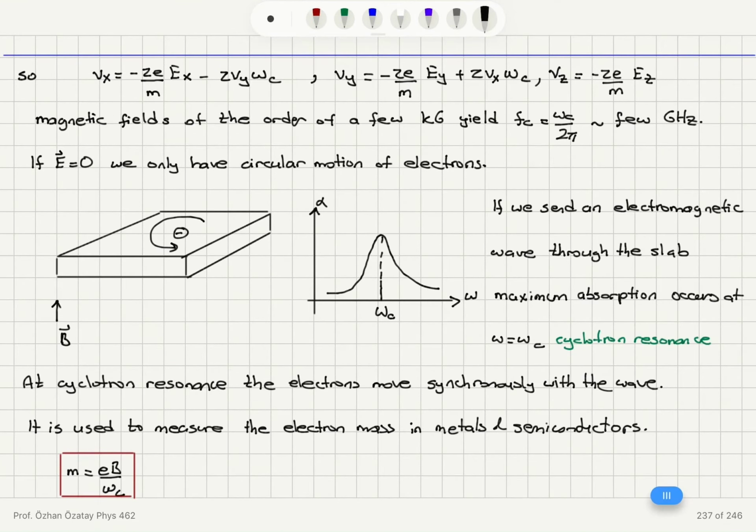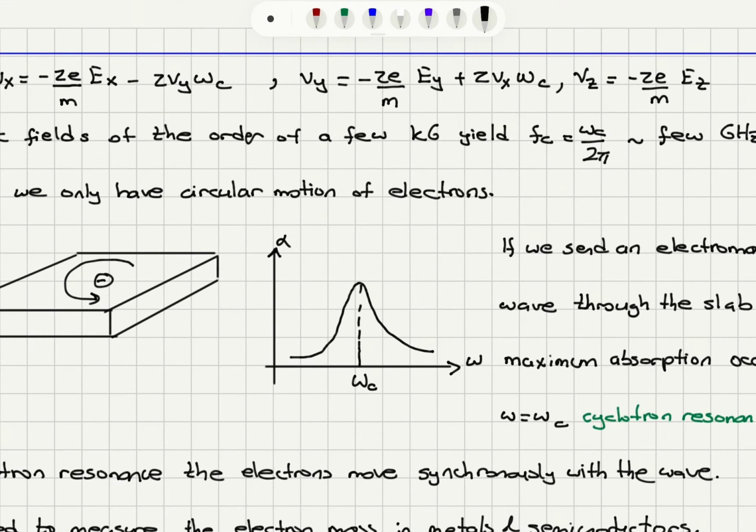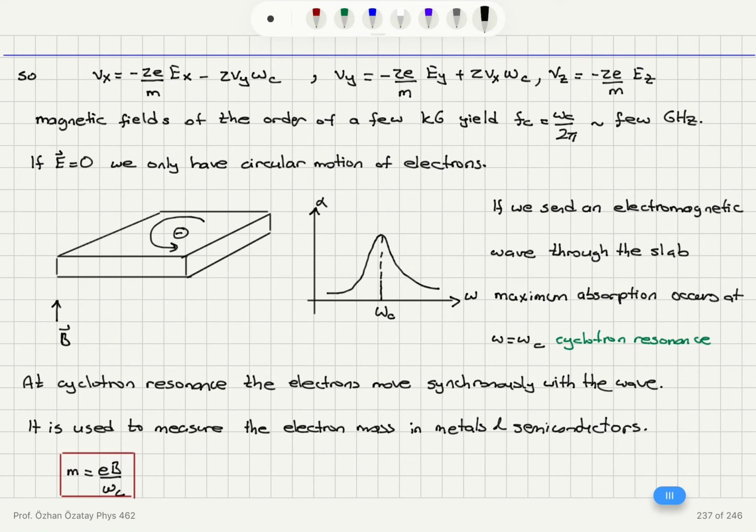We will do this for all velocity components. So we obtain for vy minus tau e over m Ey plus tau vx omega c, and vz does not change. If you apply a magnetic field of the order of a few kilogauss, that yields an angular frequency divided by 2 pi of the order of a few gigahertz.